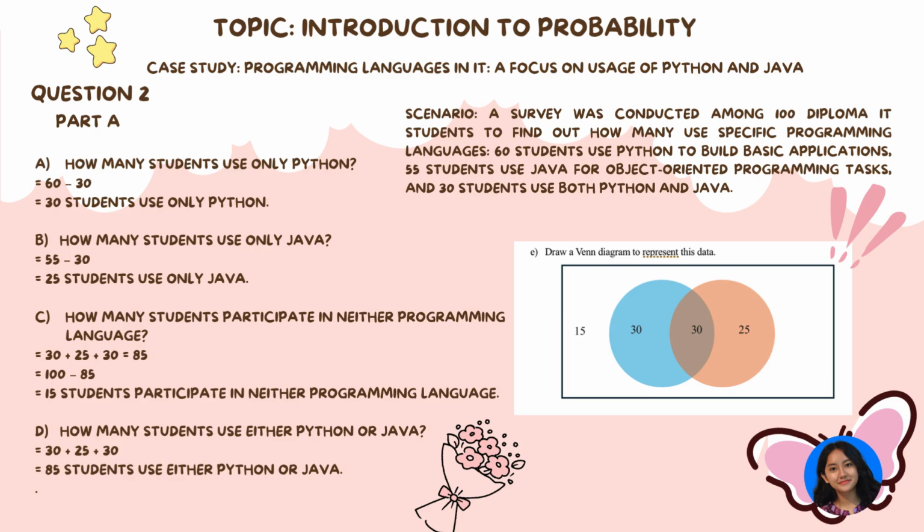Question D. How many students use either Python or Java? 30 plus 25 plus 30 equals 85 students use either Python or Java. Question E. Draw a Venn diagram to represent this data. As shown in the picture, 30 is for the blue circle, 25 is for the orange circle, and 30 is in between both, where 50 students are outside of the circle.